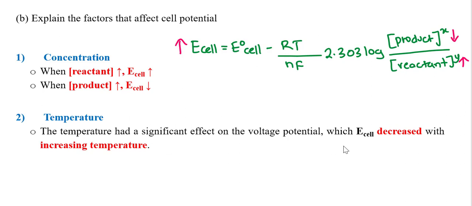For the temperature, the E cell will increase with decreasing temperature. The value that we used in our calculation previously, 0.0592, can only be used if the temperature is 25 degrees Celsius. R indicates the gas constant, which is 8.314 joules per mole per Kelvin, while F is the Faraday constant, where 1 Faraday equals 96500 coulombs.